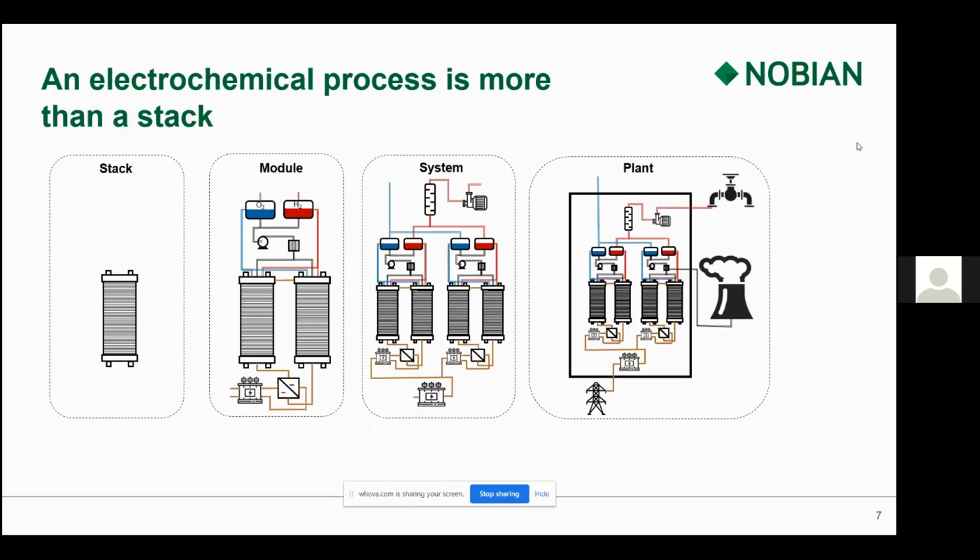Of course, an electrochemical process is much more than just a stack. It is a complete plant in the end, which we need to build, and as a company need to pay. That involves separation processes, compressors, cooling installation, grid connection, and all that. And this is also something important to take into account when designing your process.